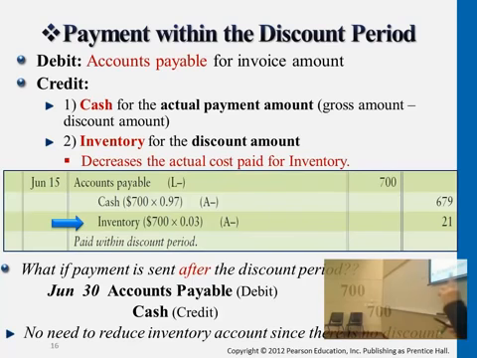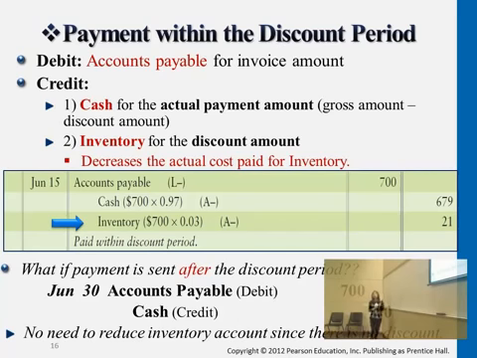Okay, so the remaining $21 that relates to that 3% discount will be captured under inventory. Meaning that in the inventory account, you would see on the left side earlier, we have $700, June 3rd. And then a few days later, when it reaches June 15th, we have $21 of discount recorded here.